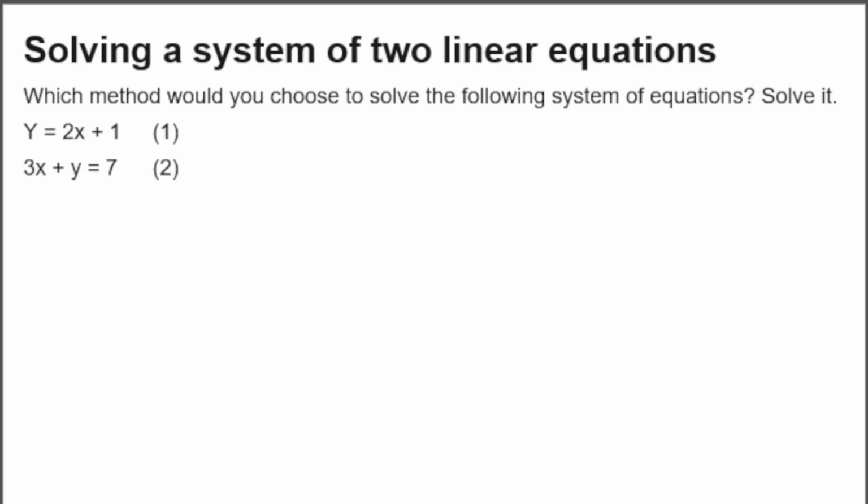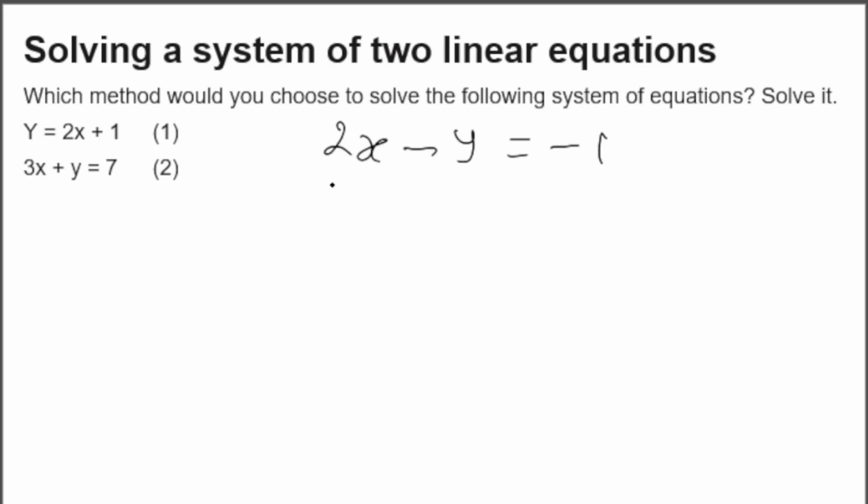For elimination method, we have to change both equations in the same style. That means, suppose one equation is y is equal to 2x plus 1. So we have to change this equation in the same way: 2x minus y is equal to minus 1. That means we have shifted this y to the left hand side and 1 to the right hand side. So when we shift y to the left hand side, it will be minus y. And when we shift 1 to the right hand side, it will be minus 1. So we have rearranged this equation, right?